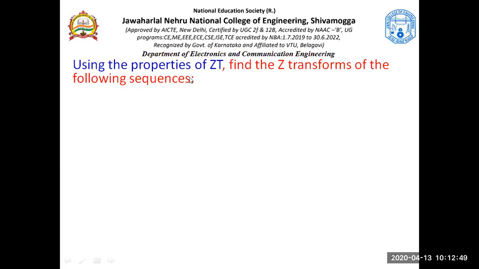Before we started with finding the Z transform, we saw some of the properties like linearity, time reversal, multiplication by an exponential, differentiation in Z domain. So we saw some properties like that. Today we shall see how to solve the problems using those properties. Everybody get that point? So let's see the problems one by one.